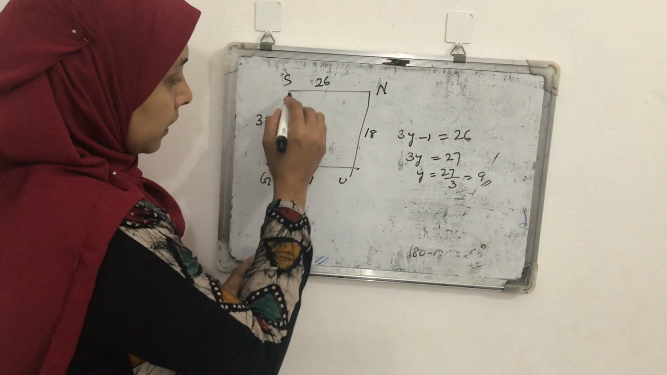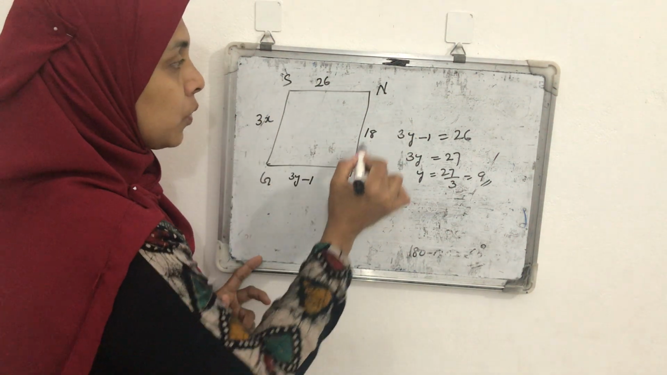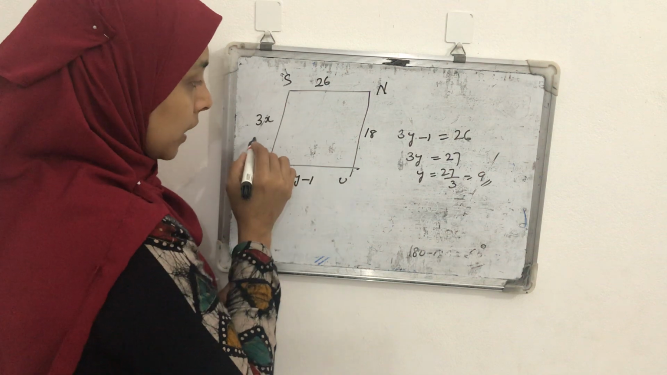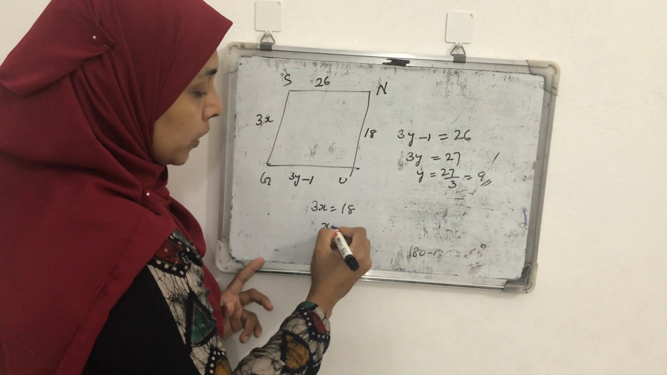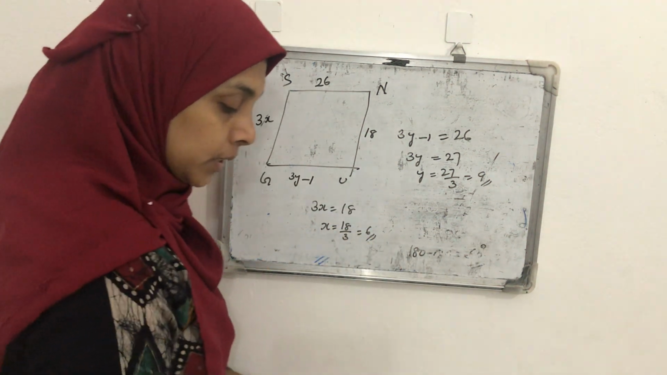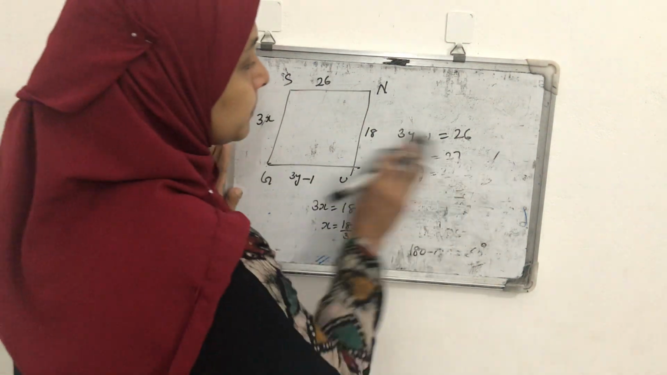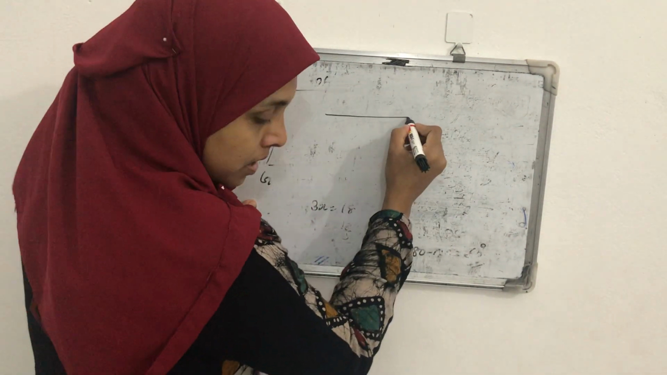Just like this, there is another pair of opposite sides, GS and UN. Here also we can equate 3x equal to 18. So x is equal to 18 by 3, that's equal to 6. The second parallelogram is similar.